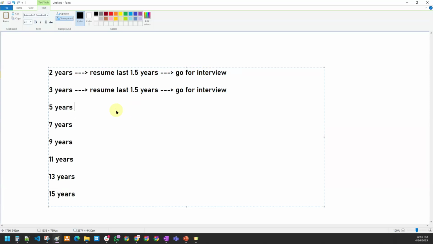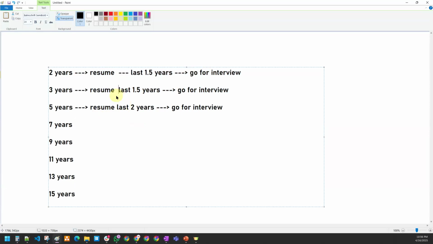Sir, even though you have 5 years, you put like this: you put 2 years. You create your resume in such a way that last 2 years I have worked on the GCP. So that's how you create your resume. Then create your resume, go for the interview, because there are plenty of opportunities. So you don't have to worry about that.